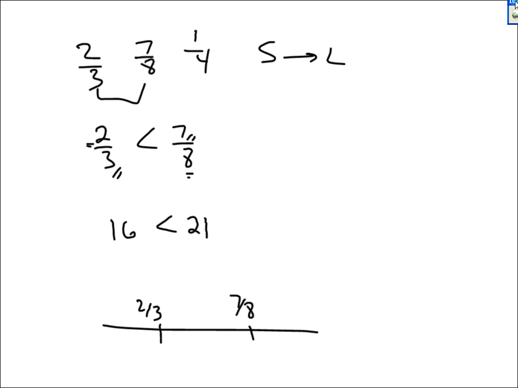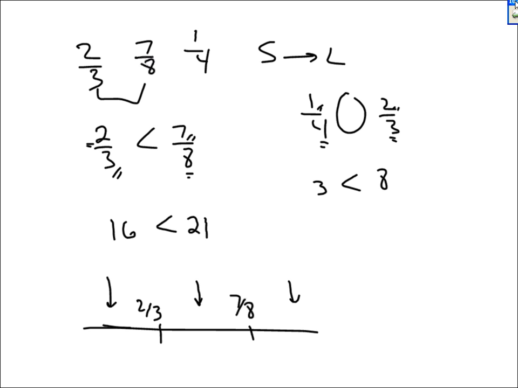Now when it comes to a quarter, it can either go to the left of 2/3, it can go in between the two numbers, or it can be bigger than 7 over 8. So now we have to decide where it's going to be. Well, let's compare it to 2/3. 1/4 and 2/3. What's the symbol? 3 times 1 is 3. 4 times 2 is 8. 3 is less than 8. So a quarter is less than 2/3.